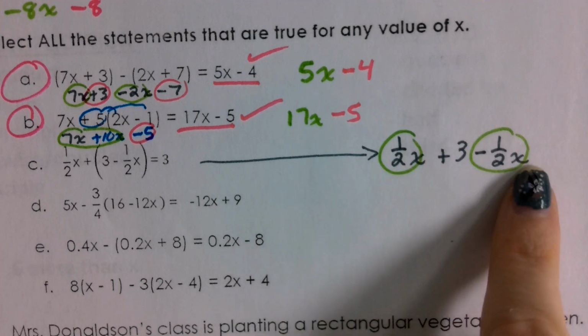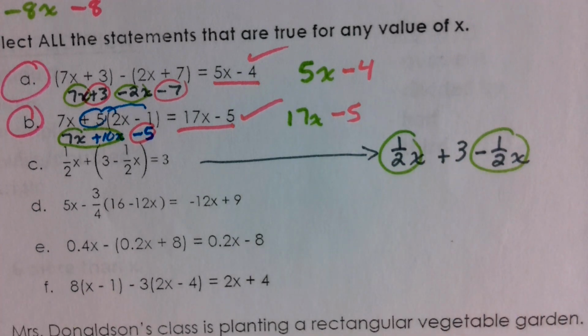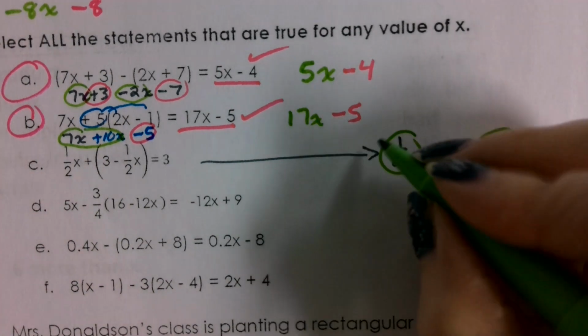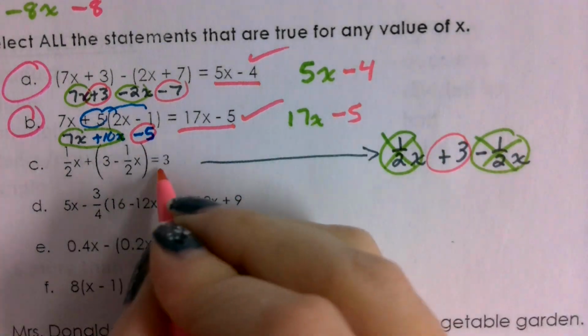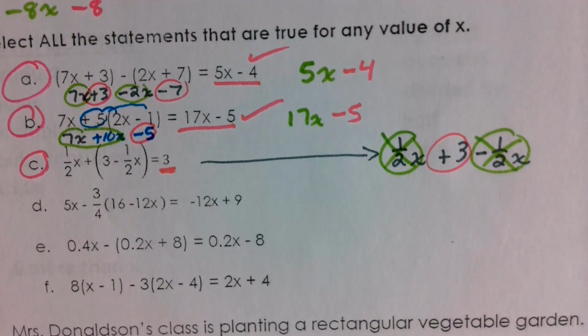Those are 0 pairs, are they not? They're identical coefficients, but of opposite sign. So they are considered to be a 0 pair. They are going to cross each other off, and all I'm left with is a positive 3, which is what I'm wanting. That is a true statement.